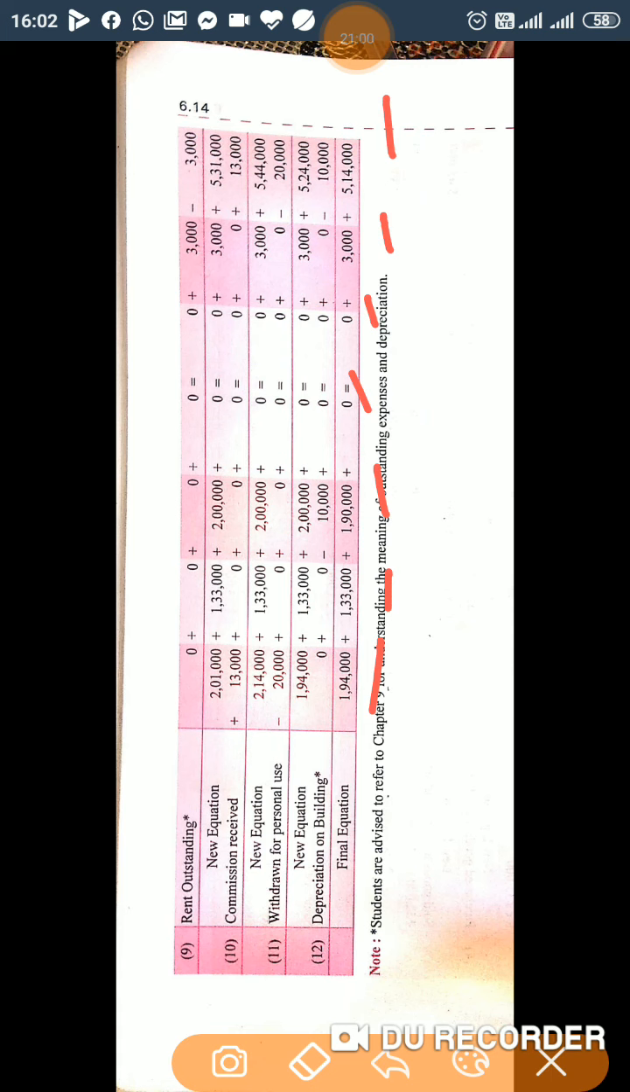Now if they ask you to prepare the balance sheet, then in the balance sheet on the asset side you will write cash 1,94,000, stock 1,33,000, building 1,90,000. And on the liability side you will write capital 5,14,000 and outstanding expenses 3,000. And if you total it, you get to know that both sides have a balance of 5,17,000.